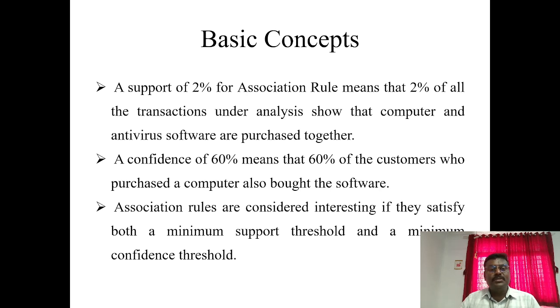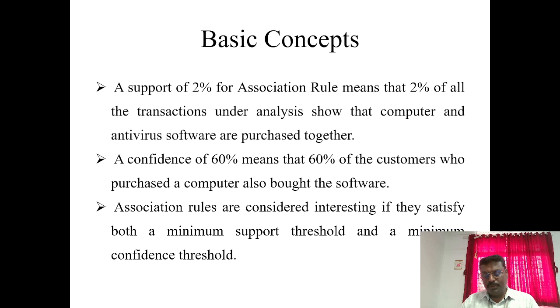Here a support of 2% in our association rule means that 2% of all transactions under analysis show the computer and antivirus software purchased together. So 2% of transactions under analysis purchase both the antivirus software and the computer. The confidence of 60% means that customers who purchased the computer also bought the antivirus software in the particular organization.